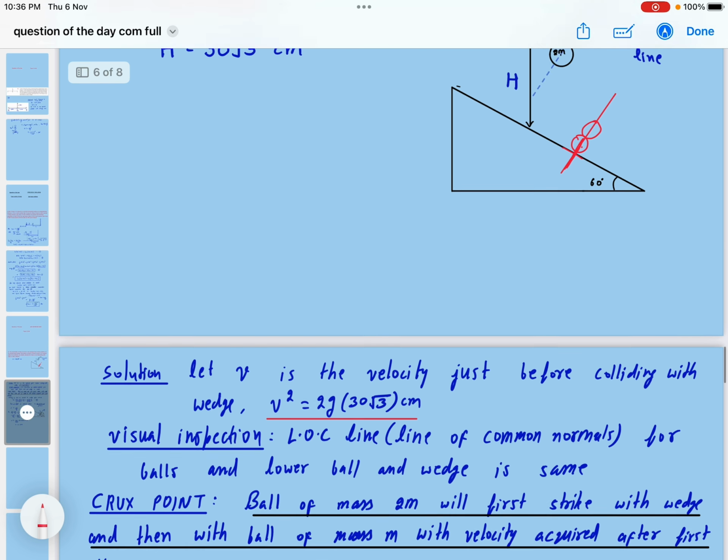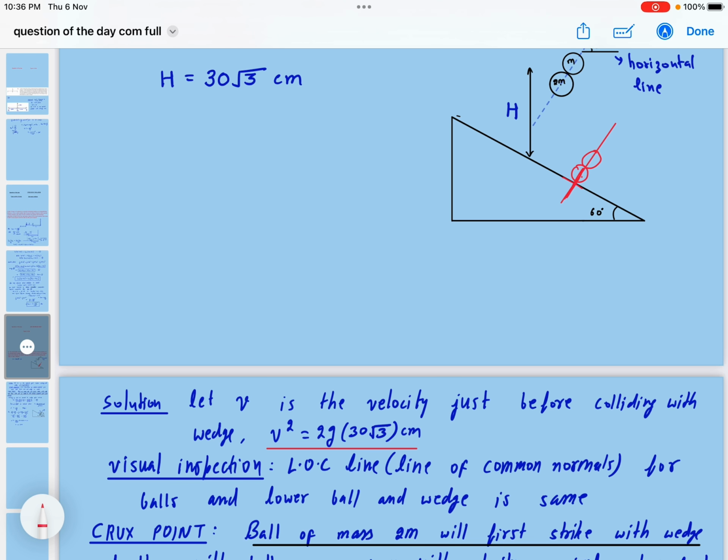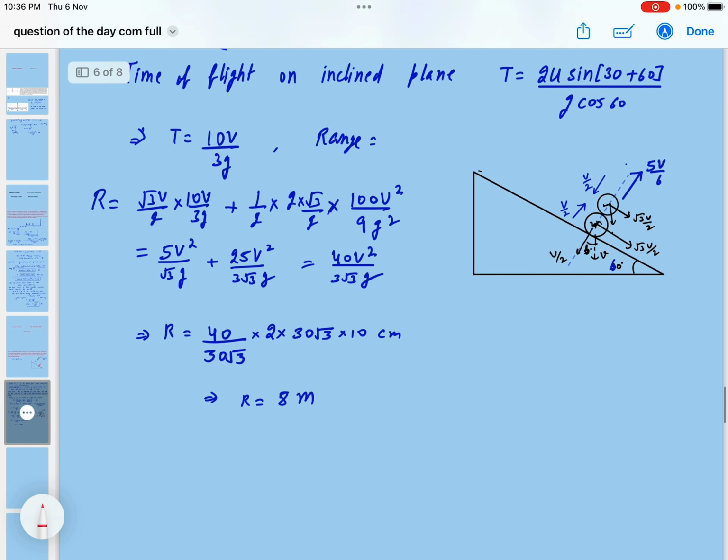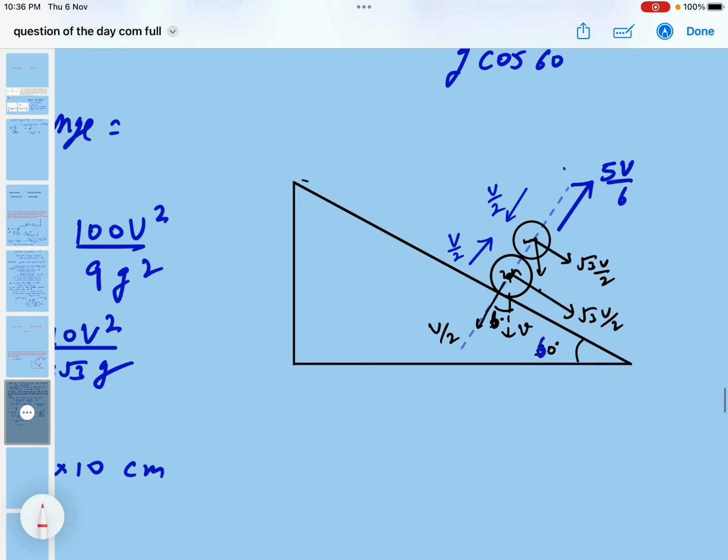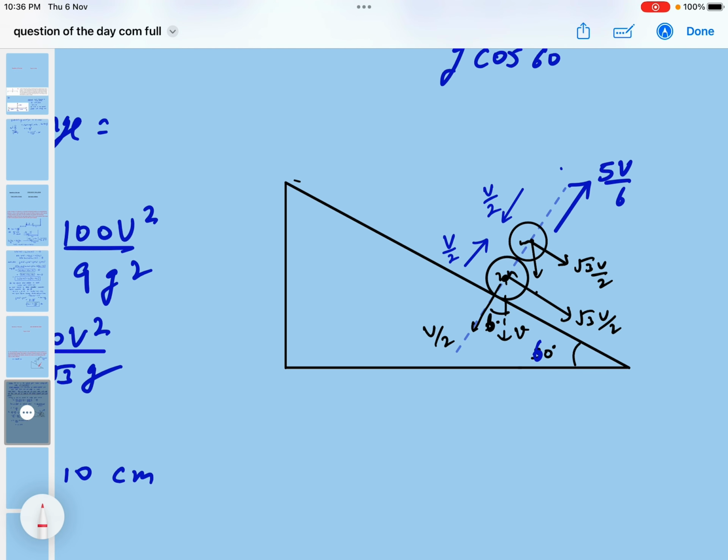Now the crux point. What we need to see is what will happen exactly. First 2m will interact with the wedge, and due to this interaction the velocity of 2m will change, and with that new velocity it will strike m. That diagram I have also shown. The velocity v has components v by 2 root 3 and v by 2. Now all the collisions are elastic, so this velocity will remain the same, and the velocity along the normal will just get reversed.